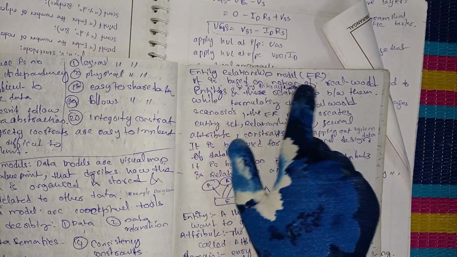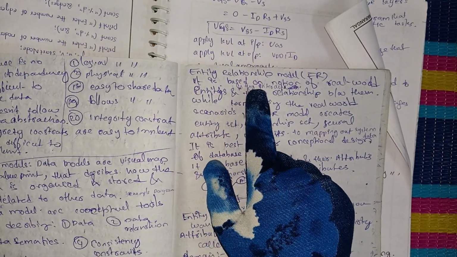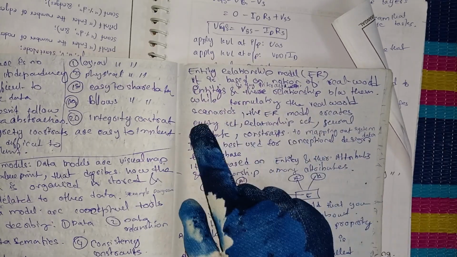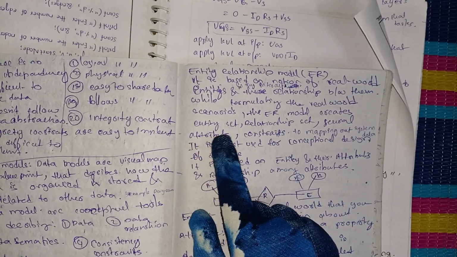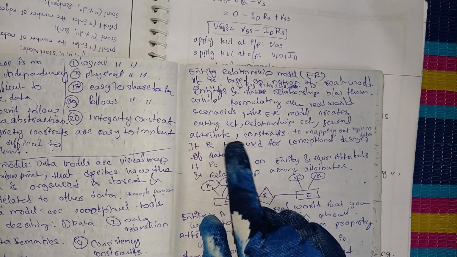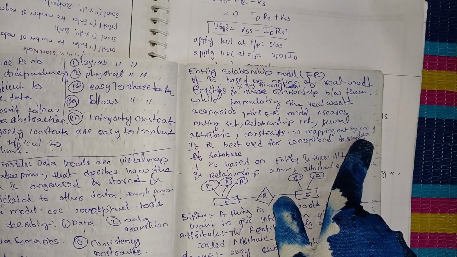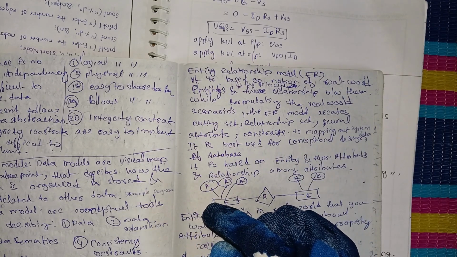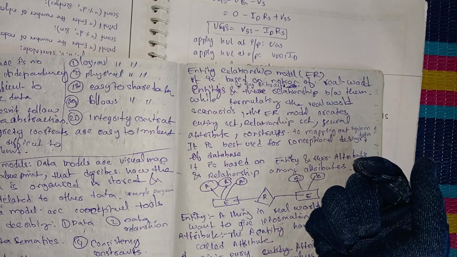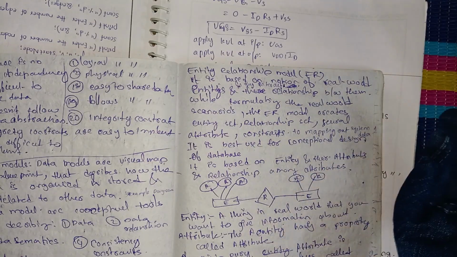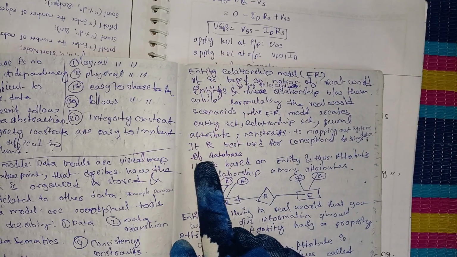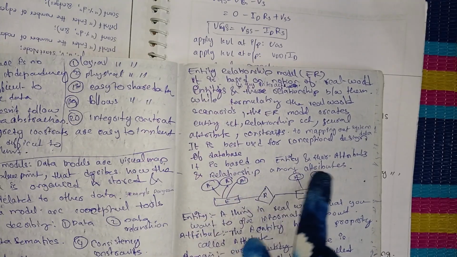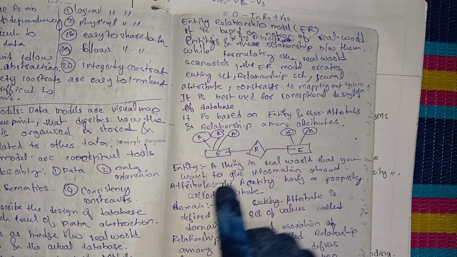It is based on the notion of real world entities and how they interact, and the relationship between them. While formulating real world scenarios, the ER model creates entity sets, relationship sets, general attributes, and constraints to map out system data. So it uses relationship sets, entities and attributes to construct a design of the database, and it is used for conceptual design of a database. It is based on entities and their attributes and the relationships among them.